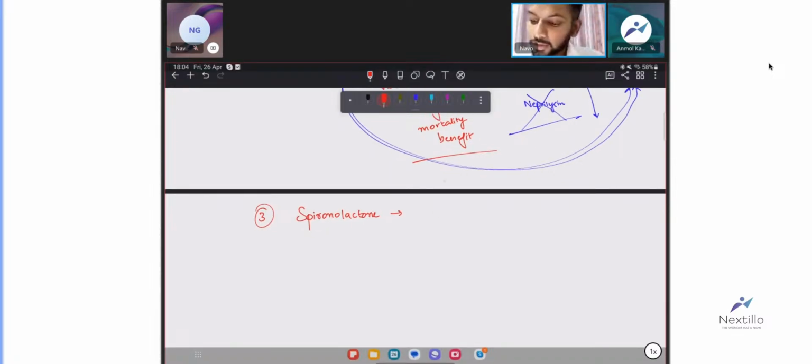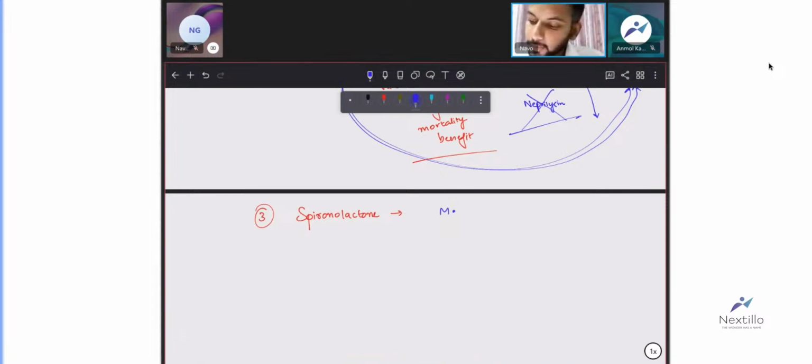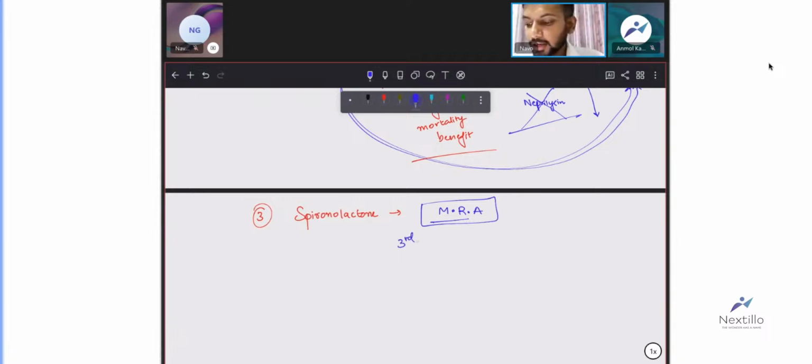So spironolactone is a mineralocorticoid receptor antagonist. So if spironolactone is blocking the mineralocorticoid receptor, aldosterone cannot act with it and it is decreasing all the things that aldosterone is doing. So it is causing natriuresis, that is good for our body. So this has got the third highest mortality benefit. Now last and final is SGLT2 inhibitor.